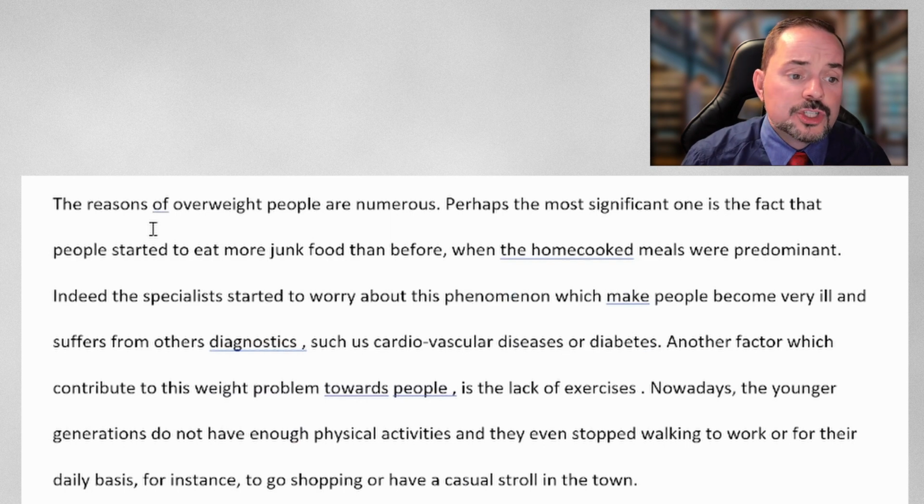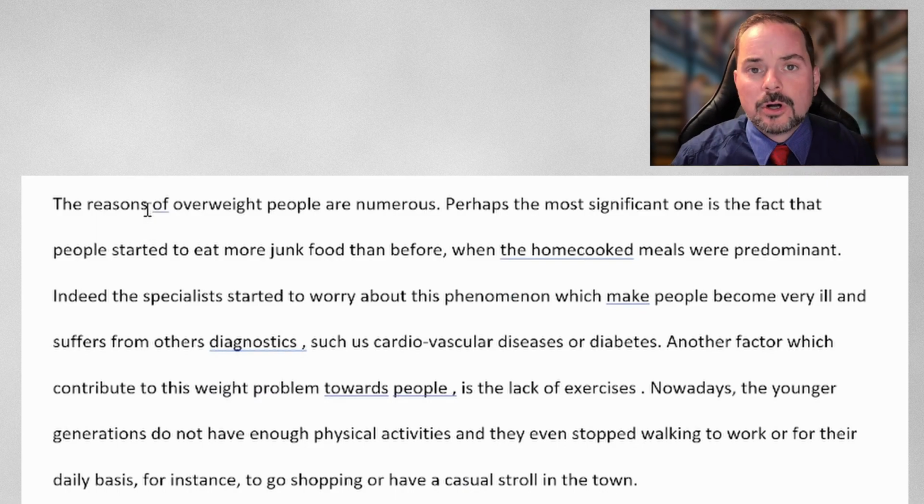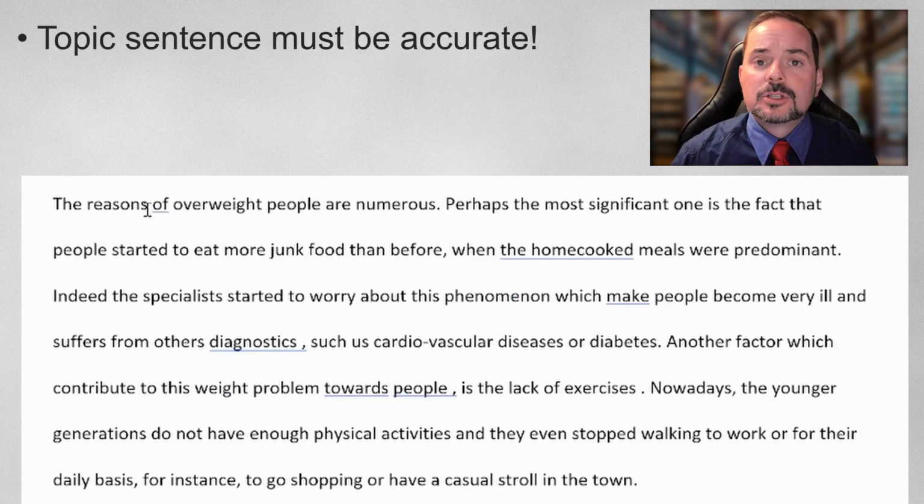Another factor which contributes to this weight problem towards people is the lack of exercises. Nowadays, the younger generations do not have enough physical activities, and they even stopped walking to work or for their daily basis. For instance, to go shopping or have a casual stroll in the town. As with the hook, it's very important to keep the topic sentence accurate without mistakes. A strong start means a good mark.